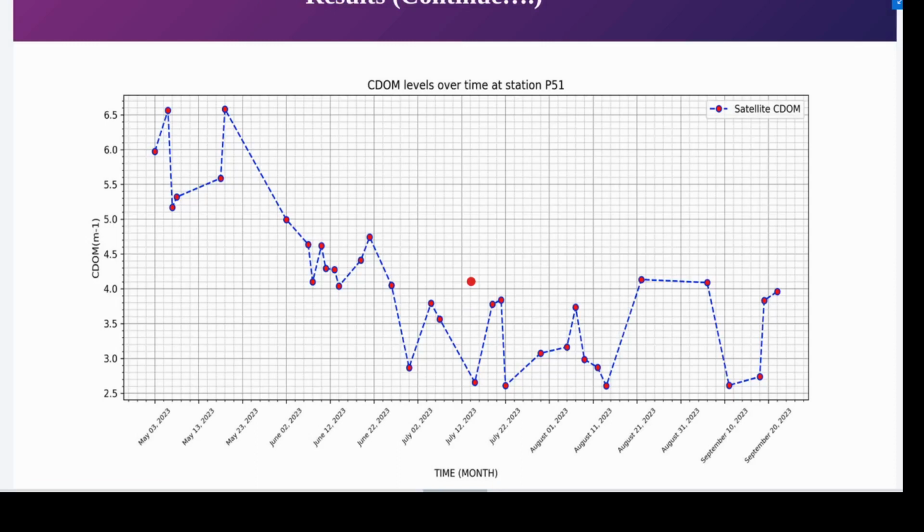And here we can see the CDOM levels over time at station P51. There is only data plotted that is collected from the satellite images. So this also tells us that when there is a place where in-situ data collection is not possible, or the data is in a remote area which is not accessible for collecting in-situ data, we can use this algorithm to get the CDOM values using the satellite data, using the developed algorithm.